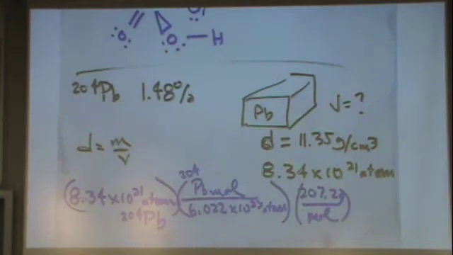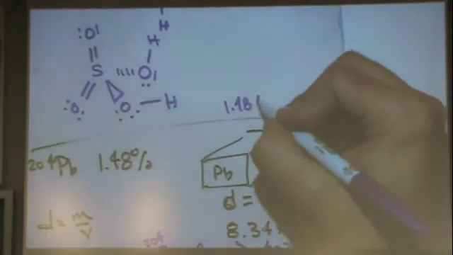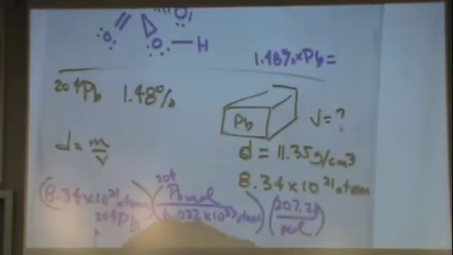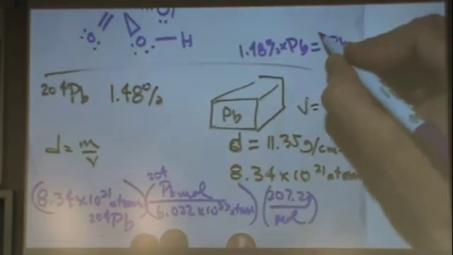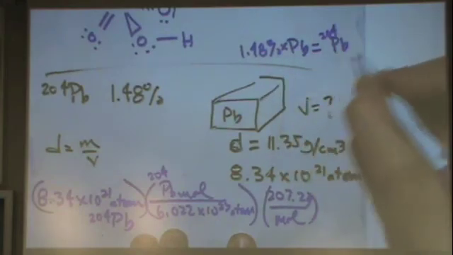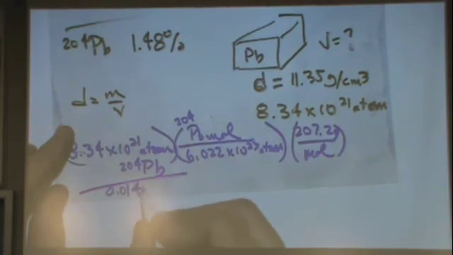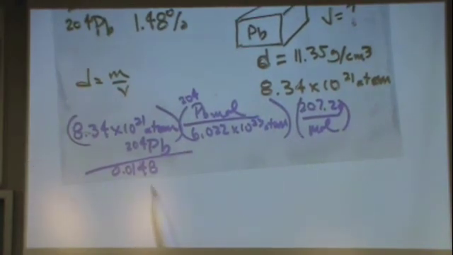Since some of you didn't get it: 1.48% of normal lead is this number, the lead 204 number. So I need to take that and divide by the 1.48%, changed to a fraction. Now I have all the lead atoms in there, and now I can multiply with this to get grams. And now you can solve your problem. So the key was dividing by that number. That changes it from the lead you have to all lead.